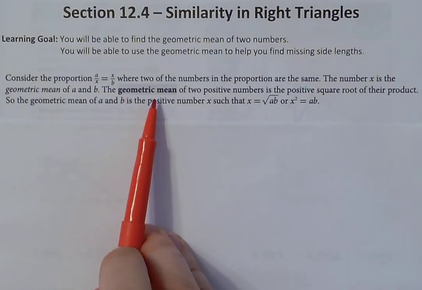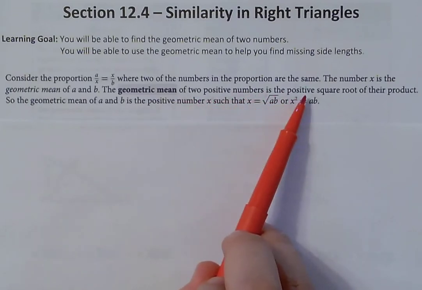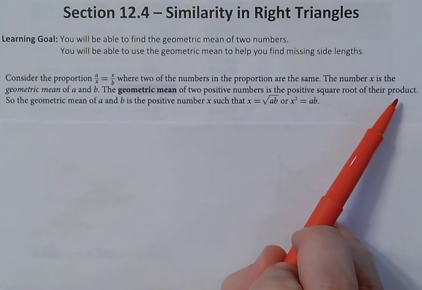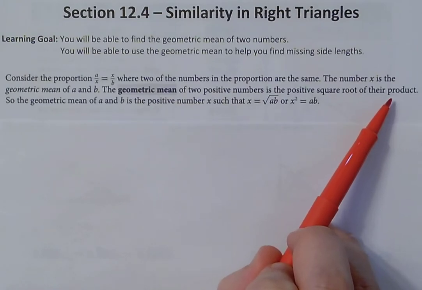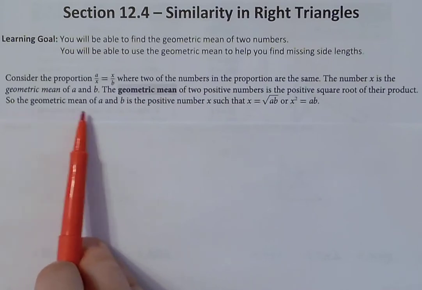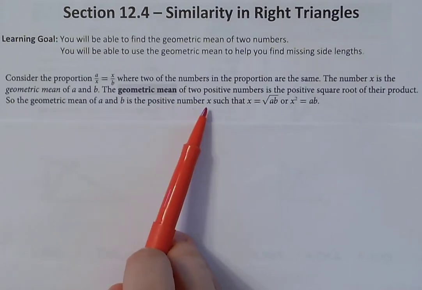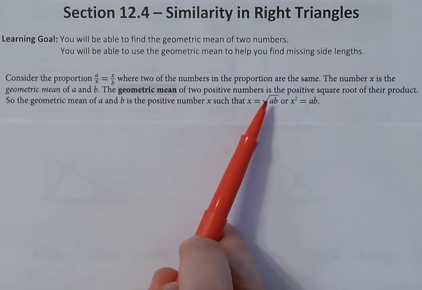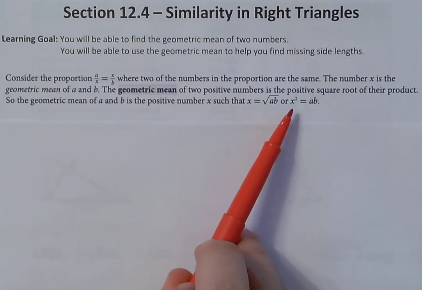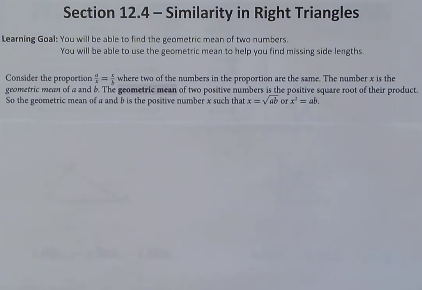Now, the geometric mean of two positive numbers is the positive square root of their product, meaning you would multiply those two numbers together and take the square root. So the geometric mean of a and b is the positive number x, such that x equals the square root of ab, or x squared equals ab. So when you are asked to find the geometric mean of two numbers, that means you multiply those two numbers and then take the square root to figure out your answer. With that said, let's go ahead and get into our examples for today.